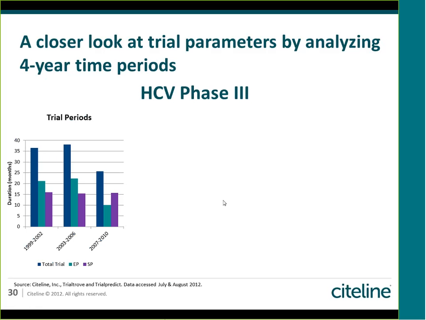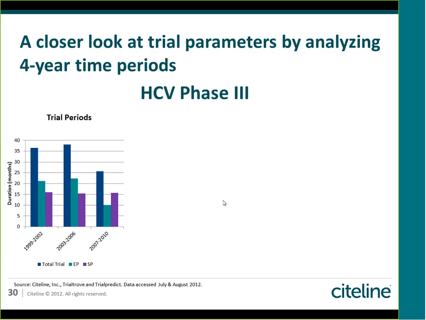So going back to hepatitis C phase 3 trials as an example here, we looked at the average of completed trials within these 3 periods. And in this graph here, we have total trial duration in the blue bar, enrollment period again in teal, and study period again in purple. And the total trial duration, the enrollment period, and the study period, all 3, remain essentially the same when comparing the first and second 4-year time periods, 1999 to 2002 compared to 2003 to 2006.